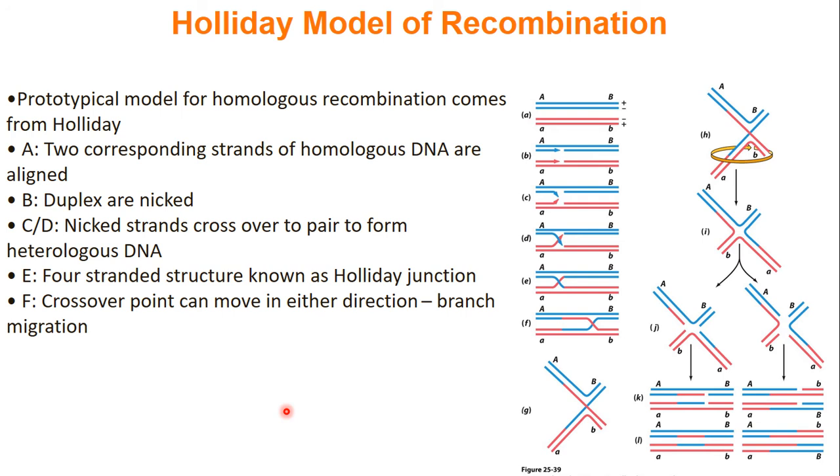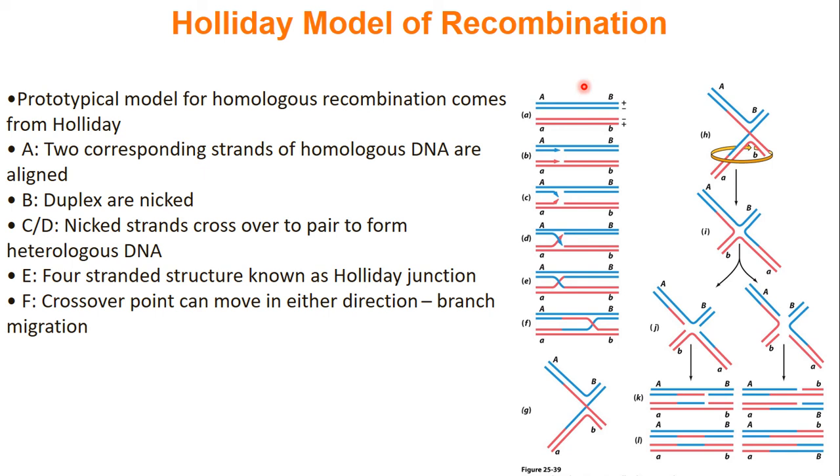Now, to think about recombination, we're going to look at the model that comes from Holliday, and Holliday is the name of the person who made this model. It doesn't talk about holidays in general. So this is what we're looking at, where we have two chromosomes, blue and red, and we're also going to designate them with capital letters and lowercase letters.